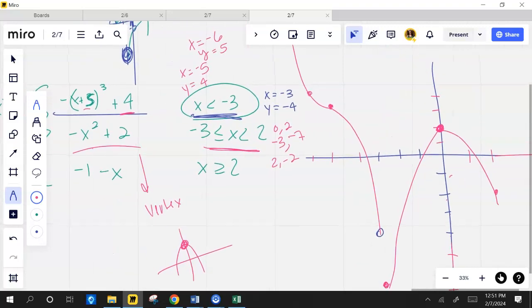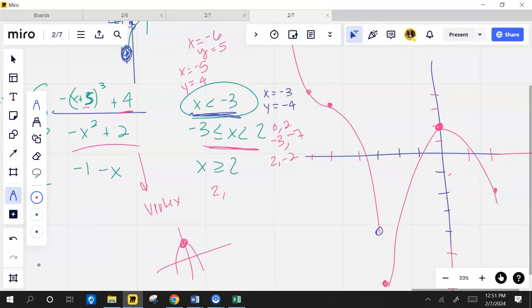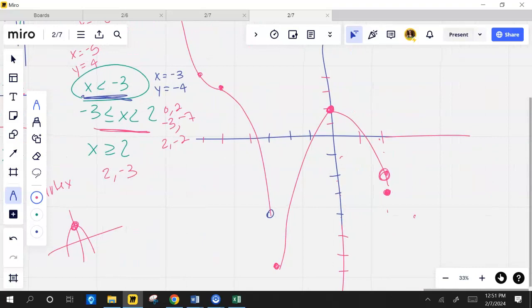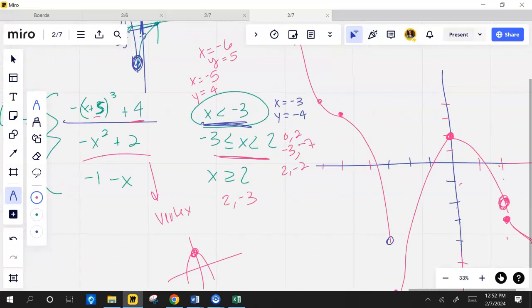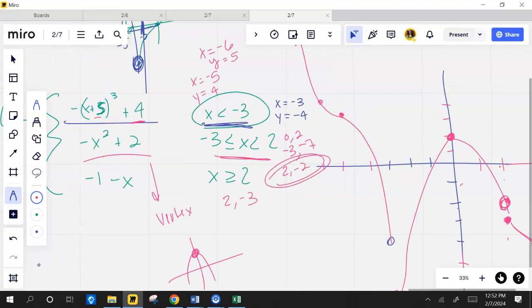The last is a line, it's the easiest. Plug in 2, you get -3. This should be an open dot, by the way. And then I've got a slope of -1, so down 1 over 1. Done. Yeah, this one's open. That's open on the end of that parabola. That point is 2, -2. Open.